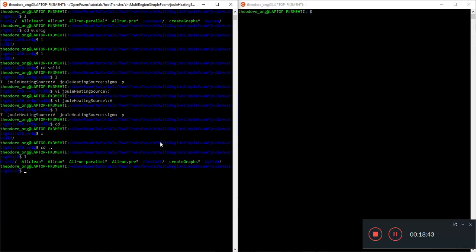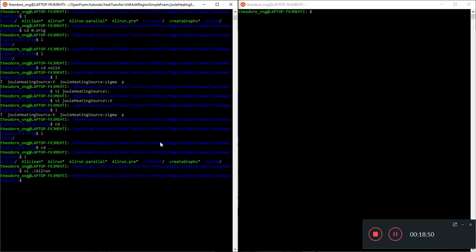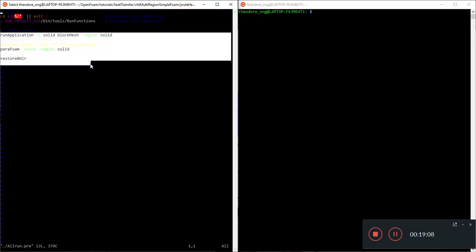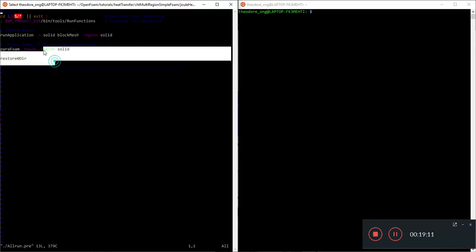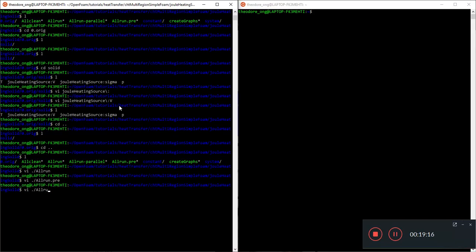And now of course we want to take a look at Allrun, which says here pre, run application, and create graphs. So this is solid with some internal heat generation. For that we have runApplication -s solid blockMesh -region solid, and paraFoam here to do post processing, and then restore the zero directory. Okay, that's Allrun. Now let's look at create graphs.